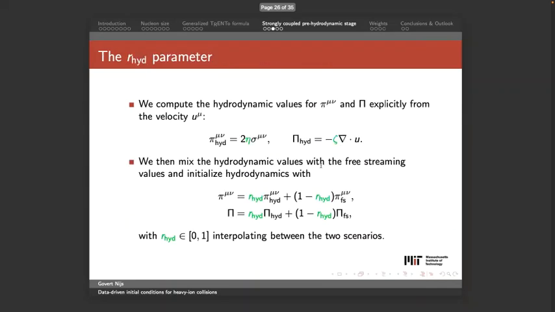Now, how to generalize it: we introduce this R hydro parameter. Next to the free streaming computed values, we also simply put in the Navier-Stokes values, and then we use this R hydro parameter to interpolate between the two choices.